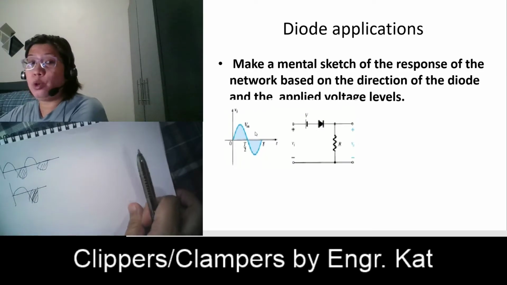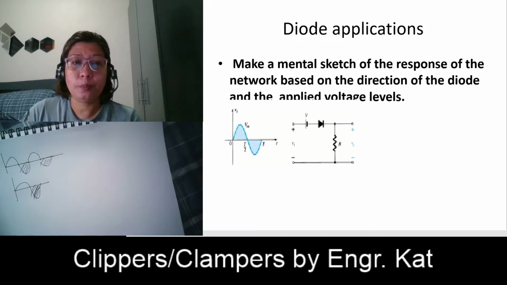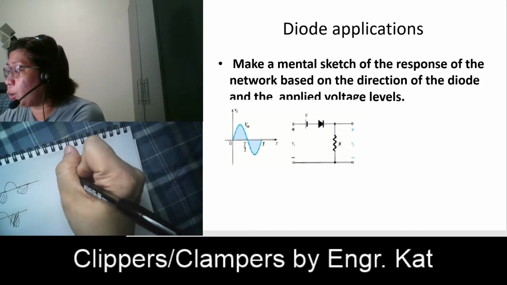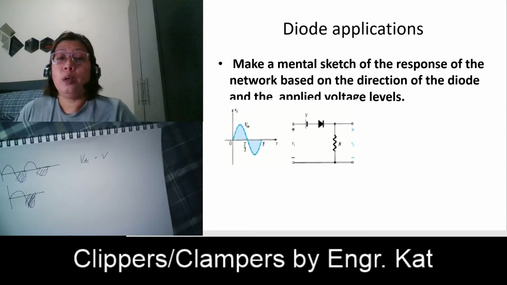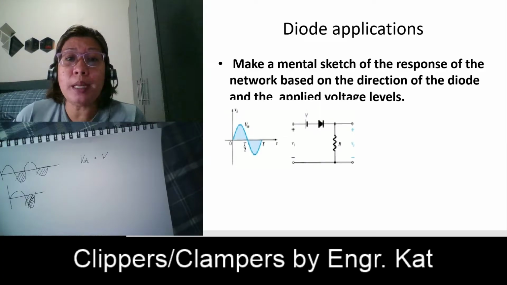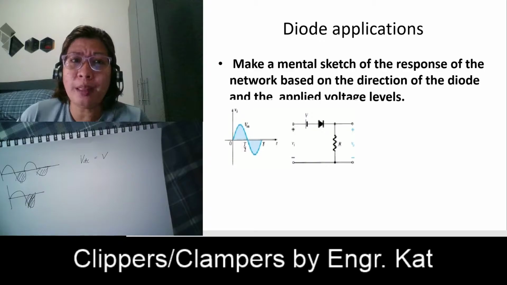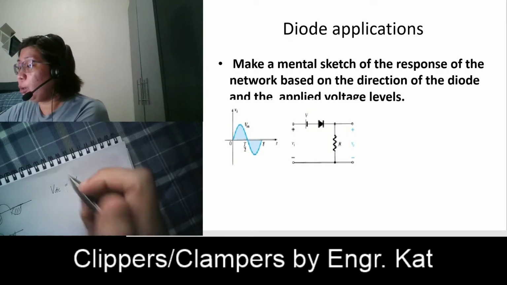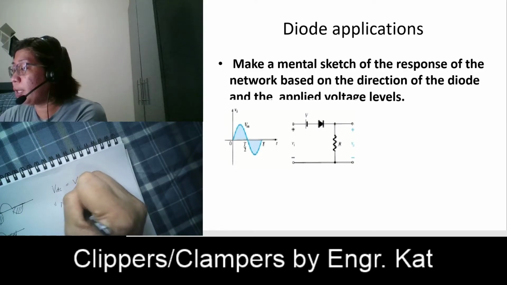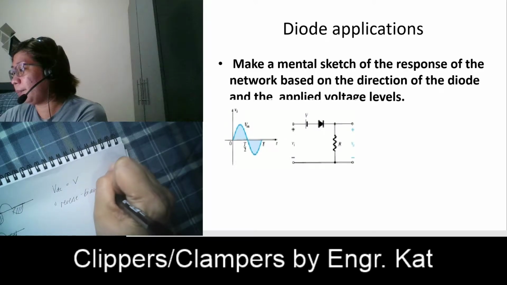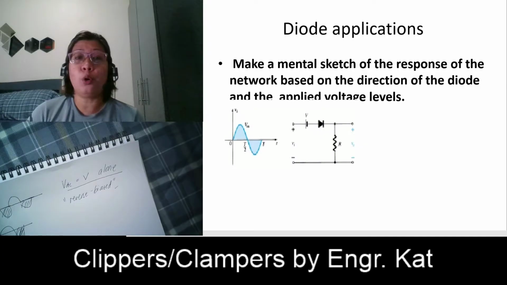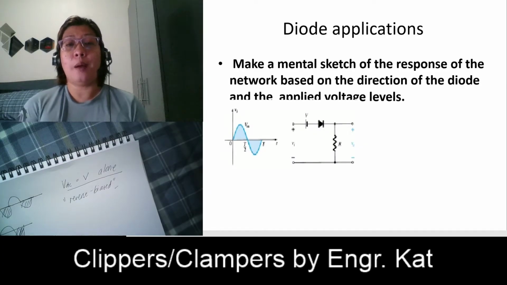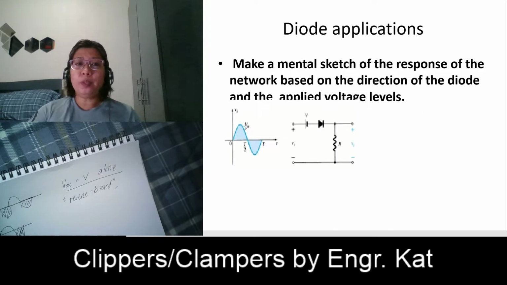When you are analyzing only the DC source, just the VDC, the negative terminal is connected at your anode. So, when negative is connected at the anode, what happens? That will make your diode reverse biased. So, the DC source alone can make your diode reverse biased. Okay, now let us consider the AC source.